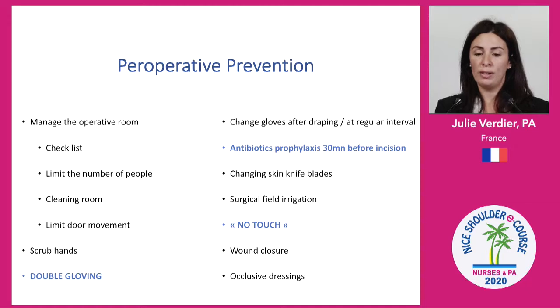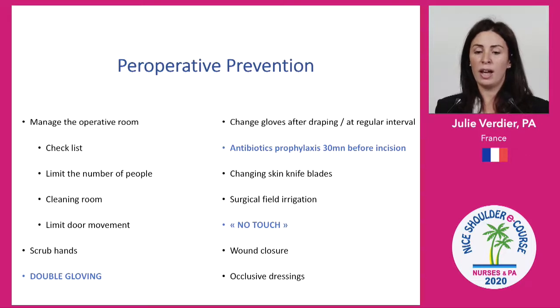To prevent the risk of infection, it's important to manage the operating room. You must perform your checklist and you must ensure the hygiene of the room is maintained. You must take care in guarding the sterile environment of the surgical site by scrubbing hands according to regulation, using a double pair of gloves and also limiting the number of visitors in the OR. The gloves must be changed after the draping and also at regular intervals.